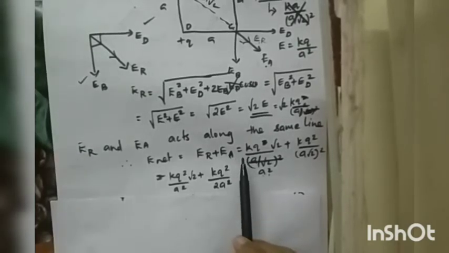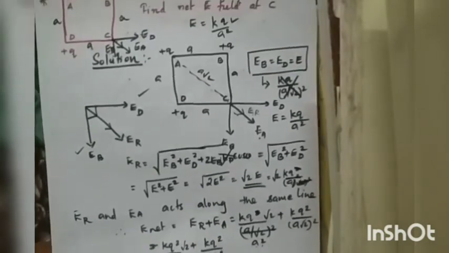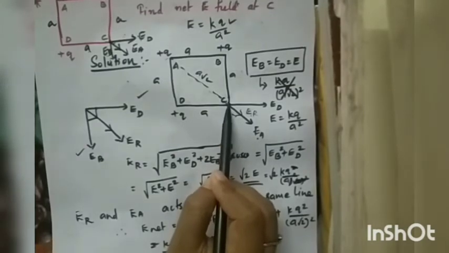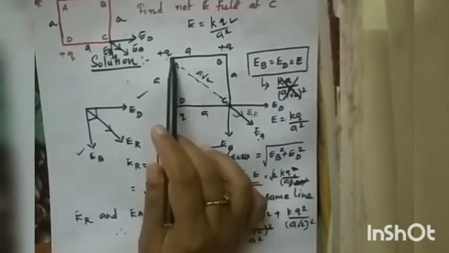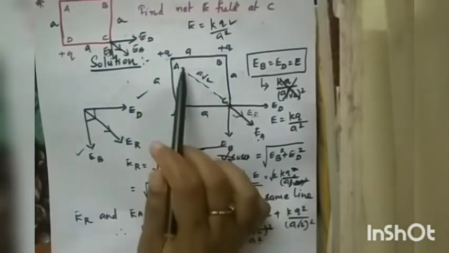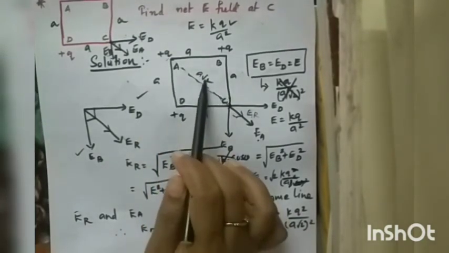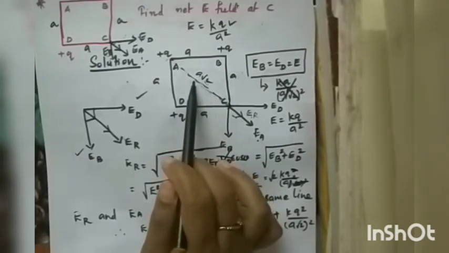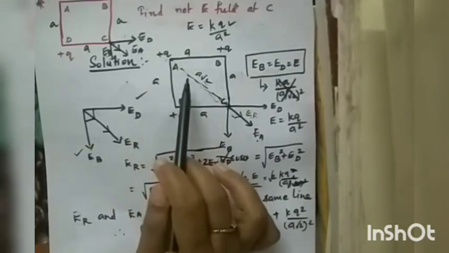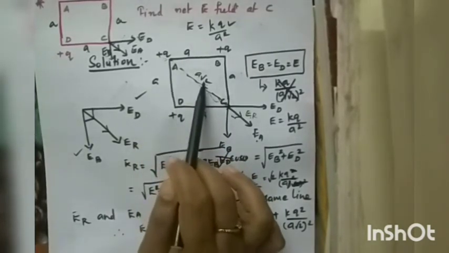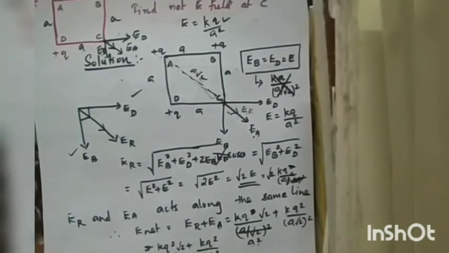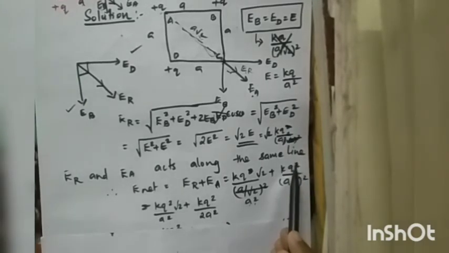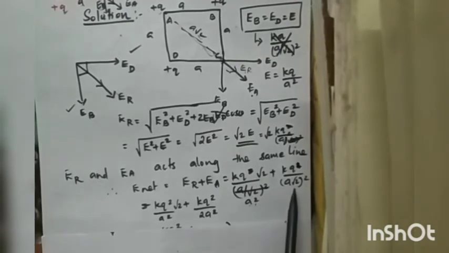How will you find out EA? See, plus Q charge is kept at A. This is the point P. And what is the distance between this plus Q charge at A and the point C? See, this forms the diagonal of the square and the distance is A root 2. So what will be the expression of electric field intensity at the point C due to this charge? It will be KQ by A root 2 whole square. So that is written here, EA is KQ by A root 2 whole square.